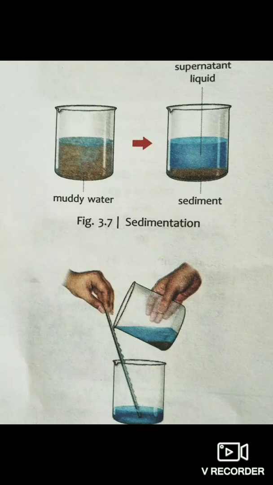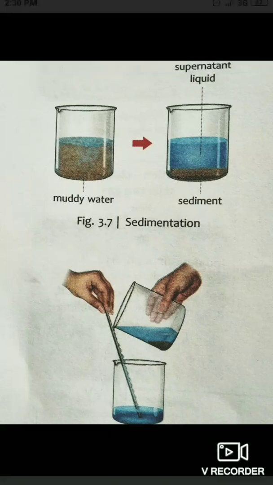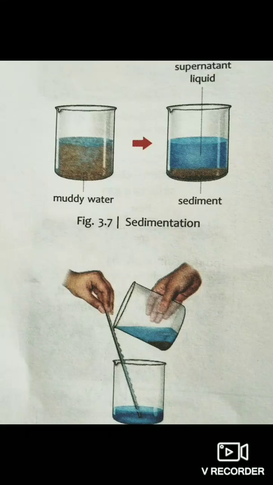After that, you can see that the sand particles settle down at the bottom of the beaker. Then carefully pour the supernatant liquid into another beaker with the help of the glass rod, without disturbing the sediment. What you can see now is that sand is left behind in the first beaker. From here we can conclude that the process of sedimentation followed by decantation can be used to remove sand from water.